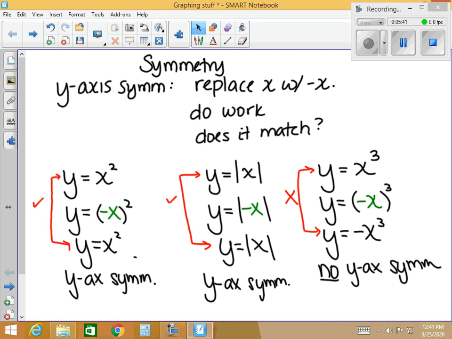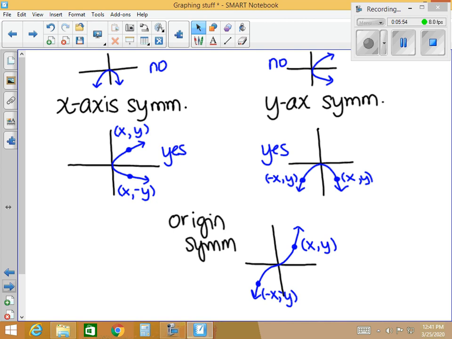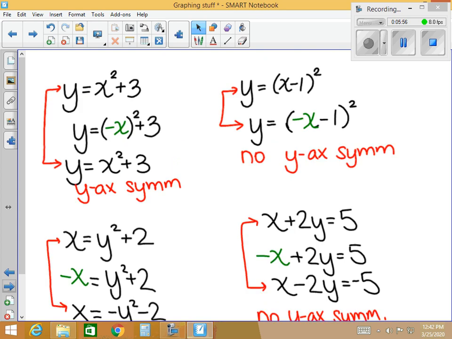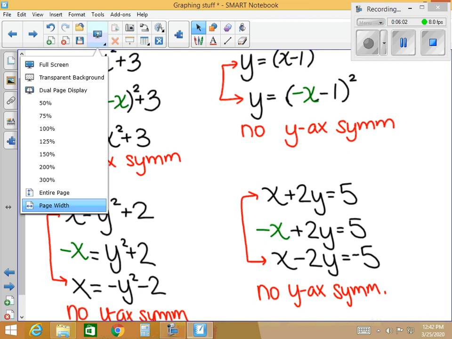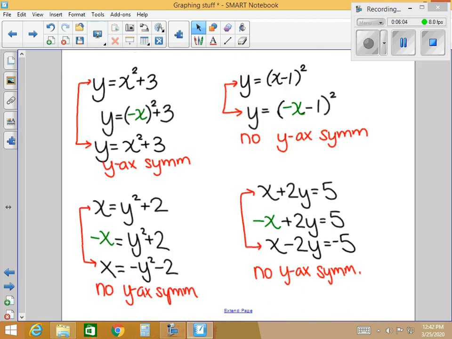If I'm checking for y-axis symmetry, I'm going to replace the x's with negative x. It's the opposite letter. That will also be true if I'm checking for x-axis symmetry. Wrong slide. Wait, here's some more y-axis examples. There we go. You can pause the video if you need to write those down. I'm not going to talk through the steps on that one.